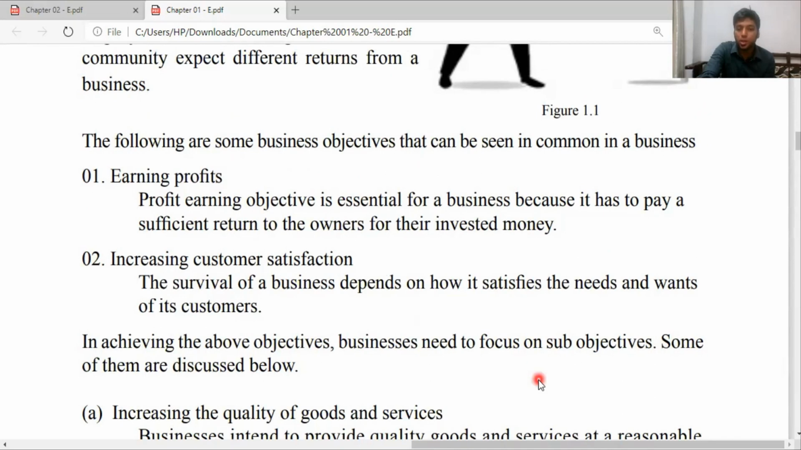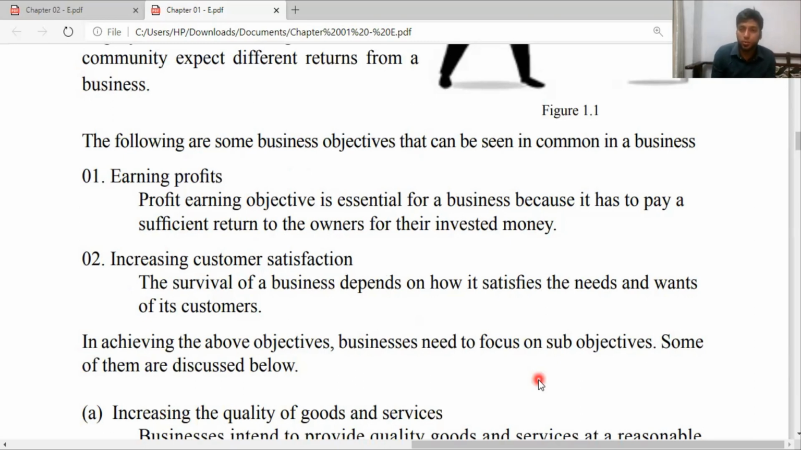The following are some objectives that can be seen in common in a business: earning profit and increasing customer satisfaction. This is the main target of all businesses. This is what we call the core or main objectives of a business. They can give you an exam question: what are the main objectives of a business? You need to remember it's earning profit and increasing customer satisfaction. Then there are additional objectives of a business that you need to learn: increasing the quality of goods and services, increasing the market share, increasing employee welfare, something like that.